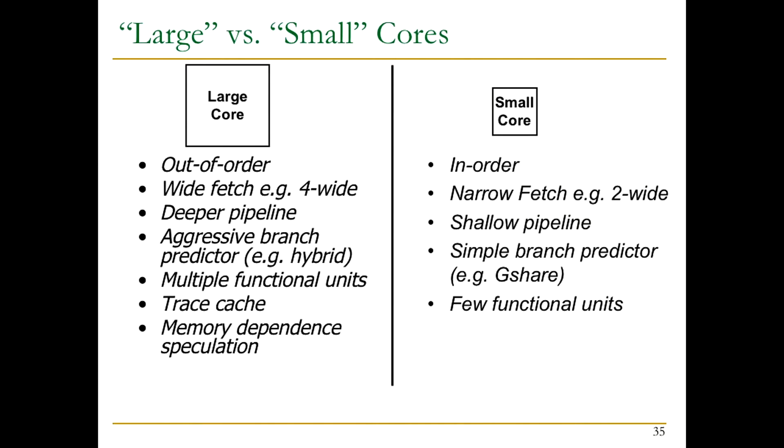What are these large and small cores? A small core is kind of obvious, right? It's in-order, narrow fetch, maybe a simple branch predictor, maybe no branch predictor. Actually, we'll see a small core that has no branch predictor. It has fine-grained multithreading and few functional units. You can think of this as almost like a GPU, right? A GPU has really, really small cores, if you will. A large core is, in contrast, out-of-order execution, very wide fetch, deeper pipeline, aggressive fetch engine, trace cache, for example, and many, many different types of speculation, some of which we've covered, some of which we're not going to cover.